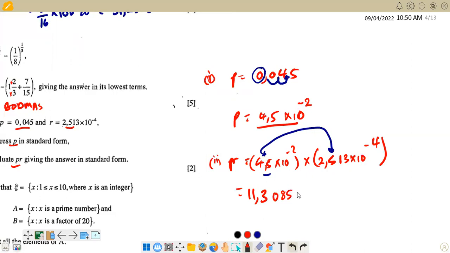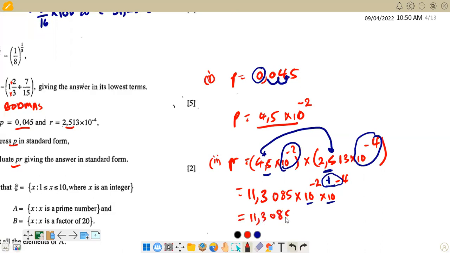If you multiply properly, then we're going to have the base and the power here. What are you going to do? Let us just indicate first 10 to the power of minus 2 times 10 to the power of minus 4. So remember, when you're multiplying the base, which are the same, you're going to add the exponent. So if you can see here, it's a plus and a minus that we are having, and the plus and minus gives us a minus. So that means we are going to have 11,3085 multiplied by 10 to the power of -6, minus 2 minus 4, that's a -6.